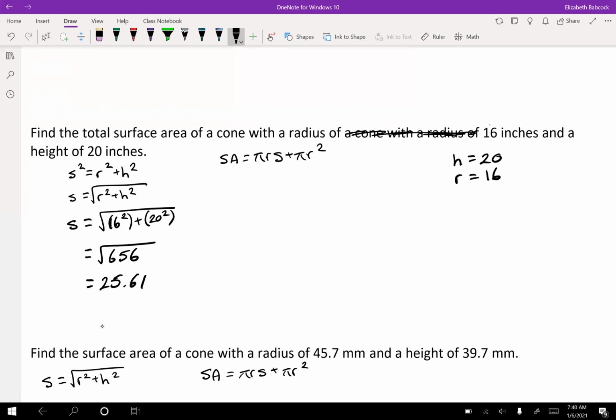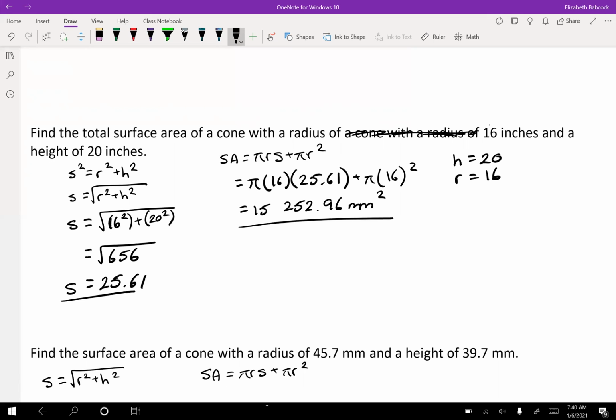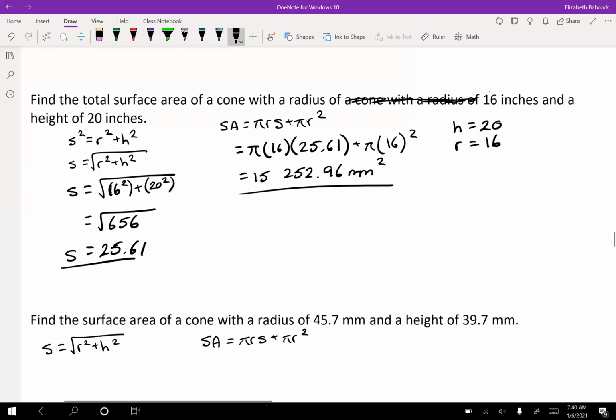Then we go ahead with our other equation, because now we have s. So pi times radius 16 times slant height 25.61, plus pi times 16 squared. You should end up with a total value of 2,091.55 millimeters squared. Okay. We're going to keep going. This one's long, I know.